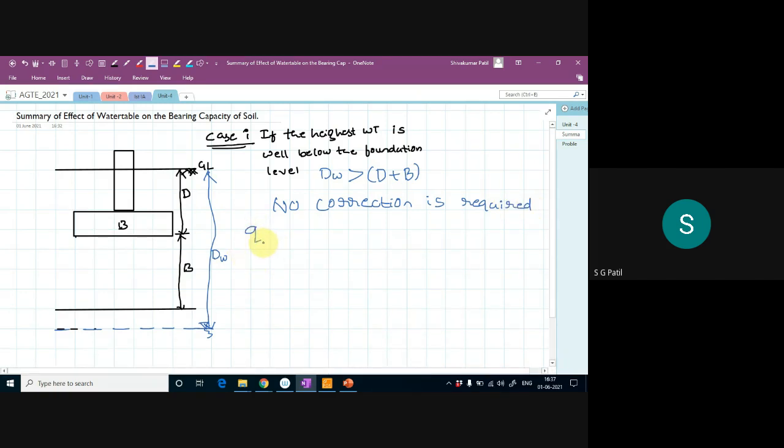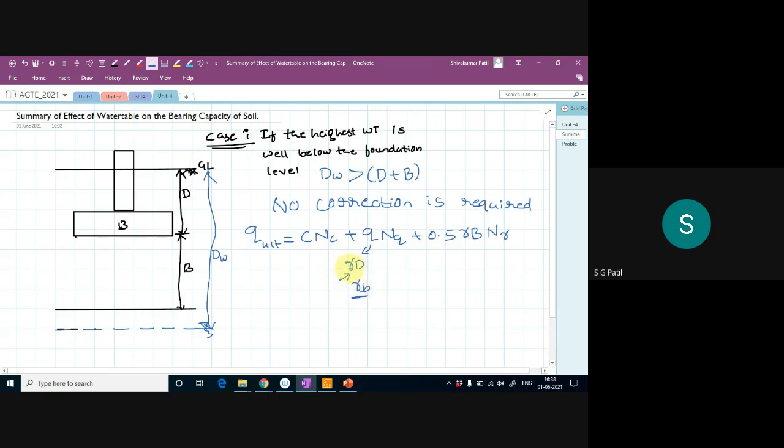That means the equation is q ultimate equal to cNc plus qNq plus 0.5 gamma B N gamma, as it is, you can use. In this, what is q? It is nothing but gamma times your depth of footing. This gamma will be your gamma bulk.